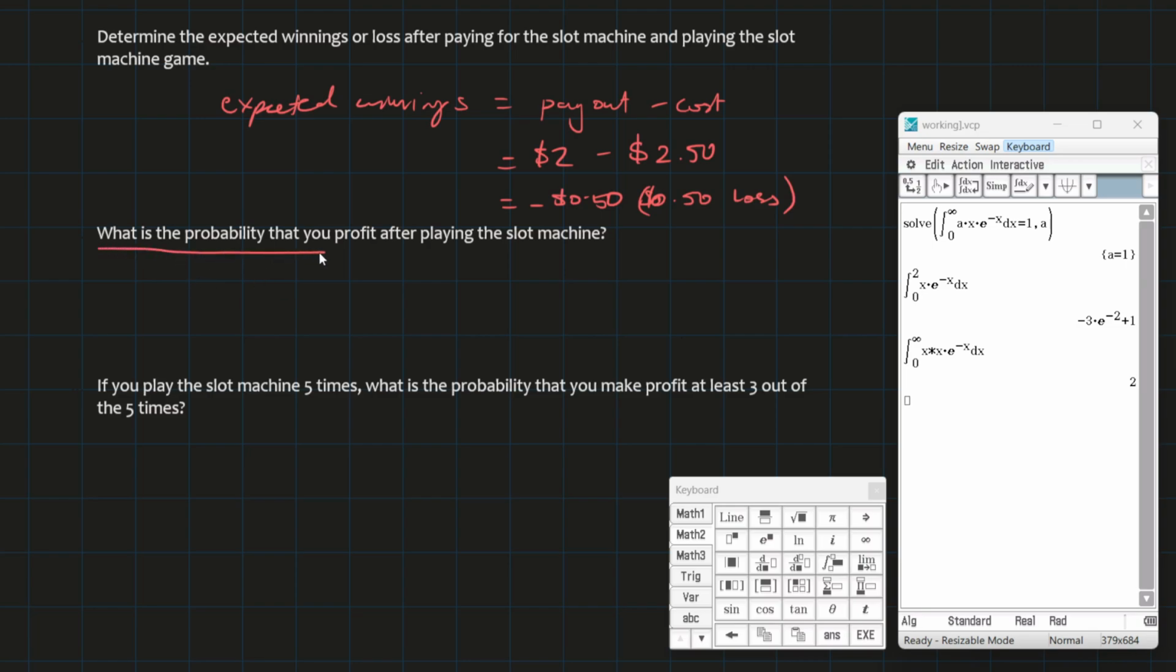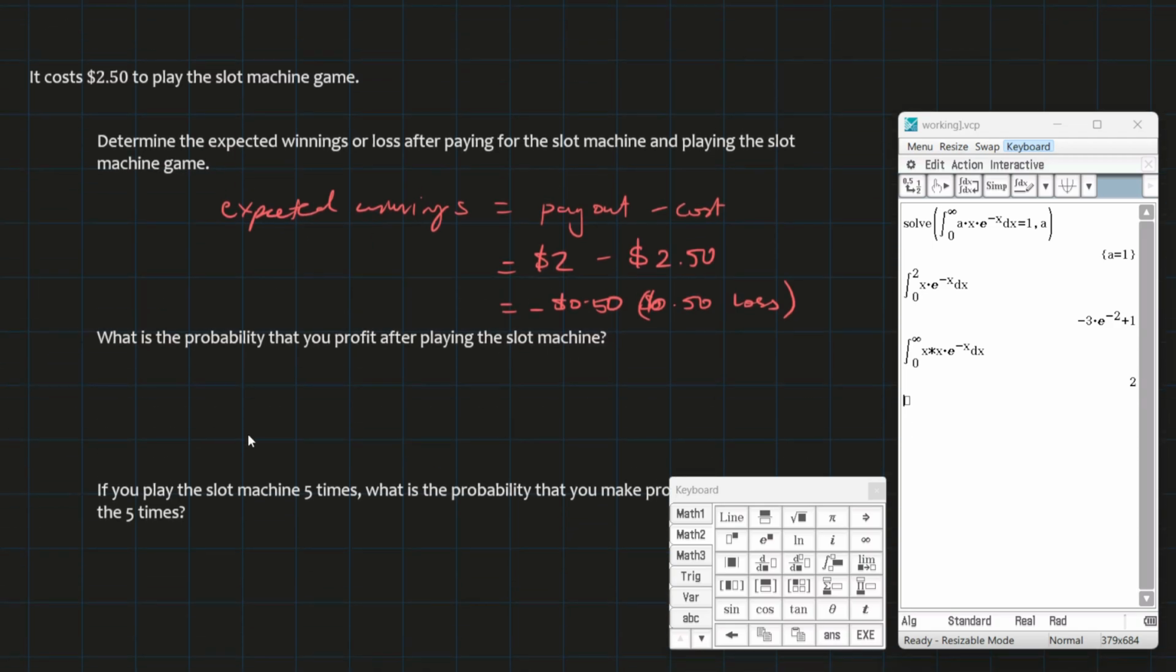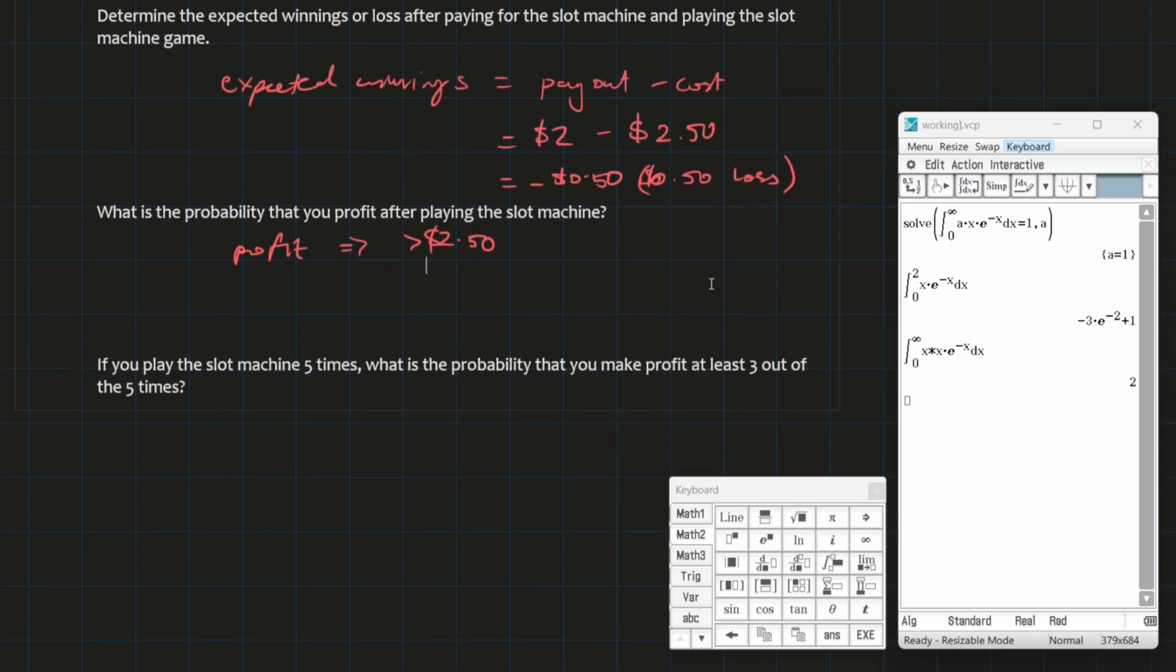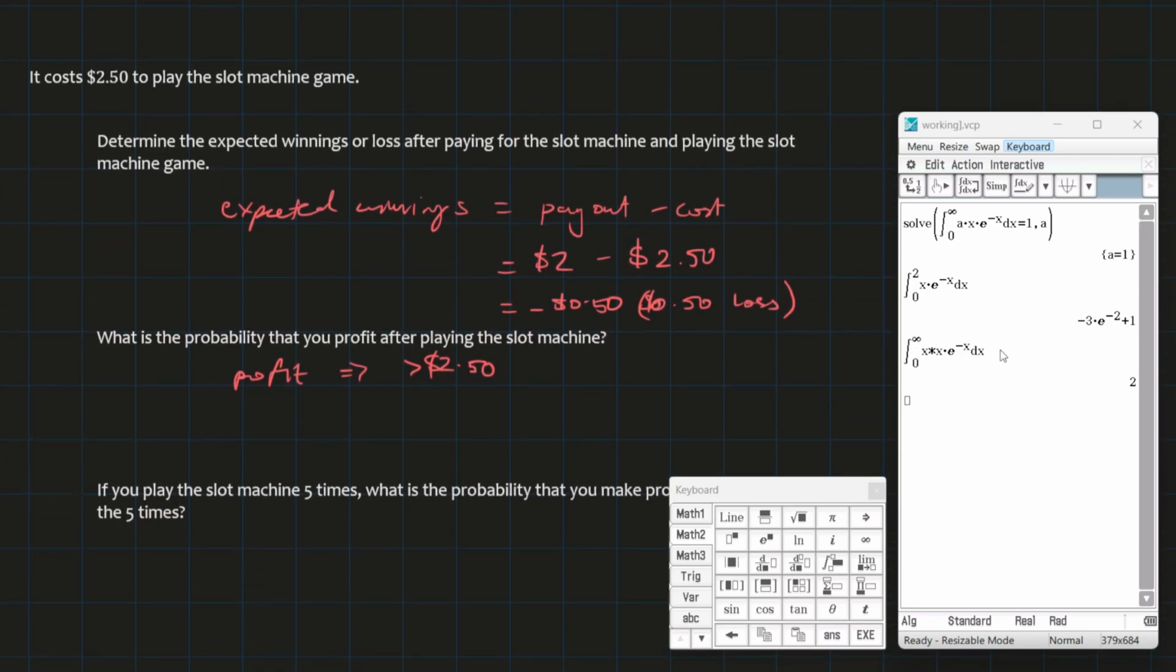What is the probability that you profit after playing the slot machine game? In order for us to profit, a profit would mean that we get a payout of more than $2.50 because it costs us $2.50 to play the game. So the probability of making a profit would just be whatever the probability is of making more than $2.50 from the slot machine. So we take the same calculation as above and we calculate it from $2.50 all the way up to infinity, and we determine what the probability is. And that probability is there.